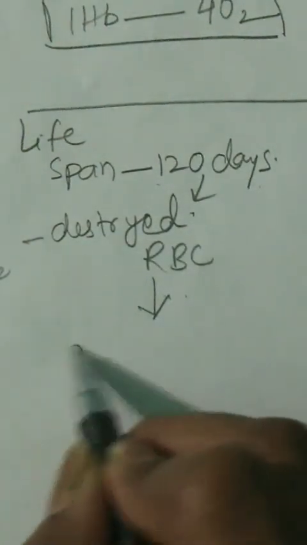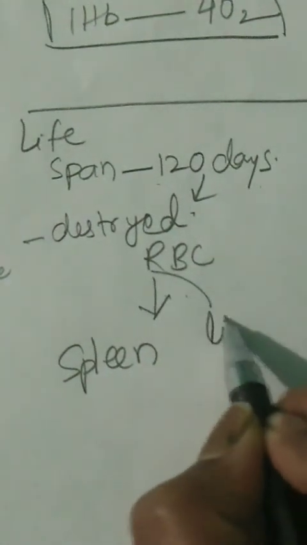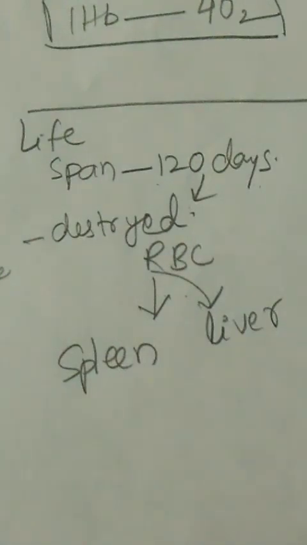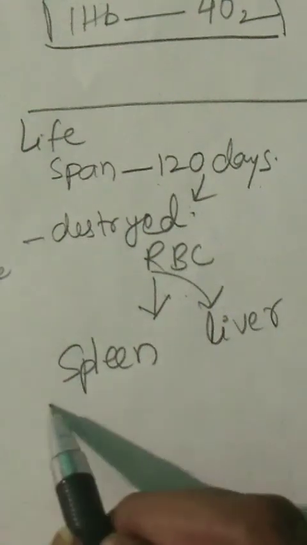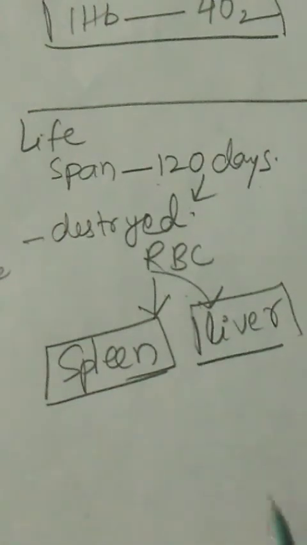Where does this destruction of RBC take place? The destruction of RBCs takes place in the spleen as well as in the liver. So, this is about RBC.